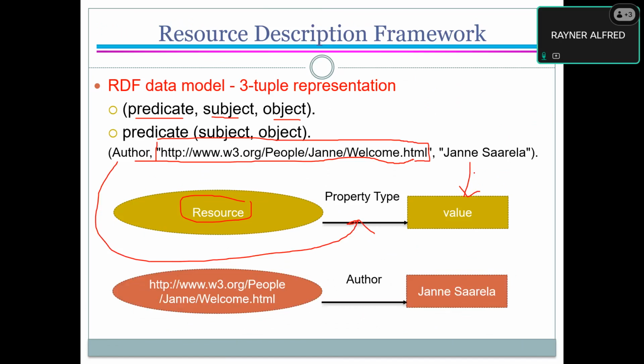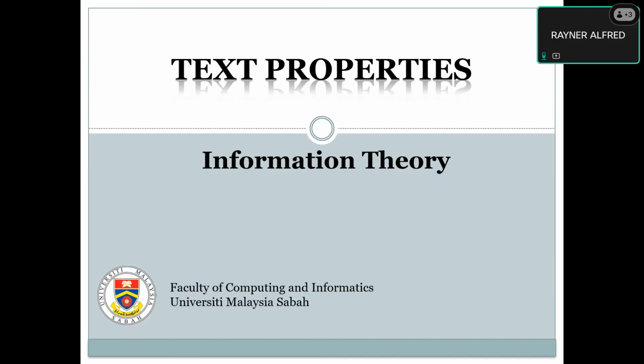So they use the three-tuple representation to relate the resource that we have, what kind of relationship that we have, and then what is the value. So this is just a brief introduction on how we create information for the web. Okay, so now we go into the text property, because how do we know that one term is more important compared to the other term? So we use information theory.